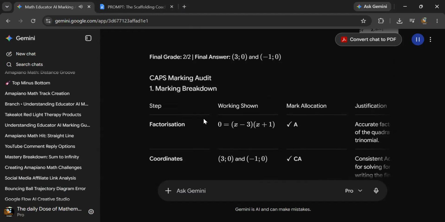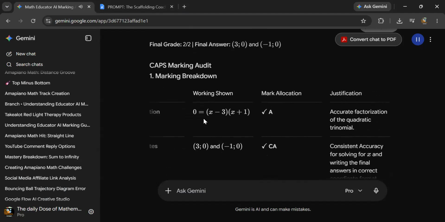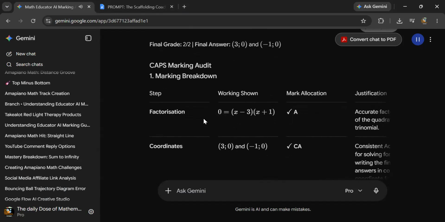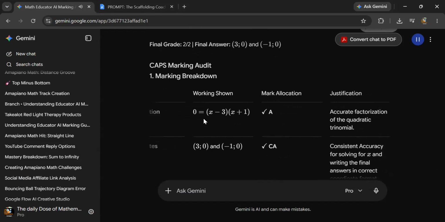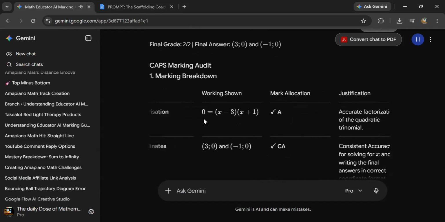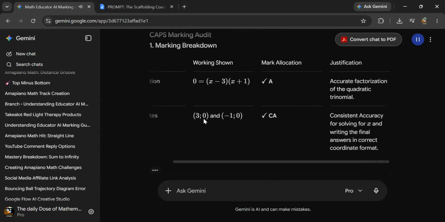Marking audit. 1. Marking breakdown. Step, working shown, mark allocation, justification. Factorization: 0 equals (x-3)(x+1), checkmark A, for the accurate factorization of the quadratic trinomial. Coordinates (3;0) and (-1;0), checkmark CA, for consistent accuracy in solving for x and writing the final answers in correct coordinate format.